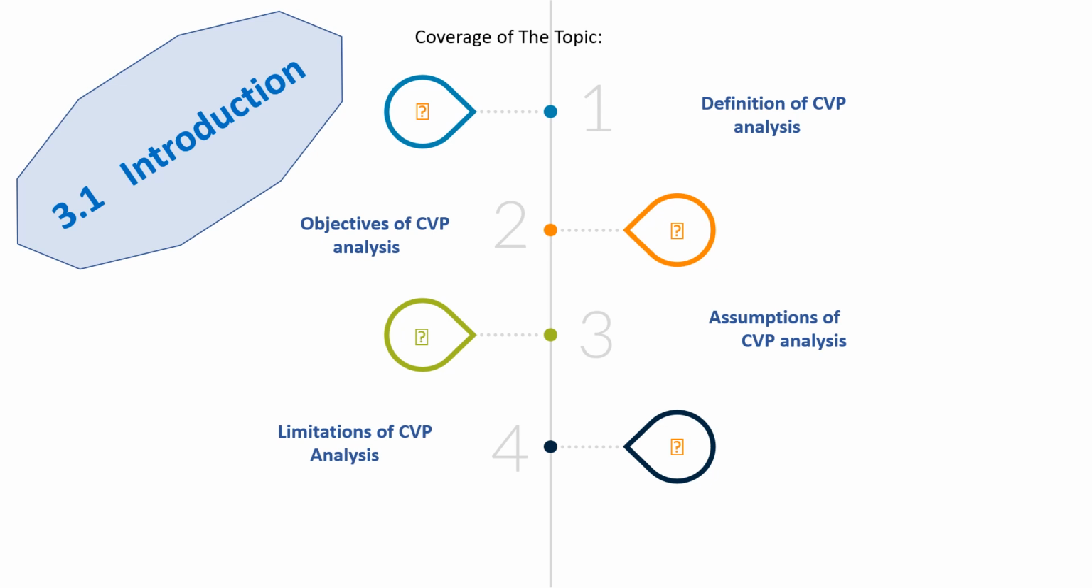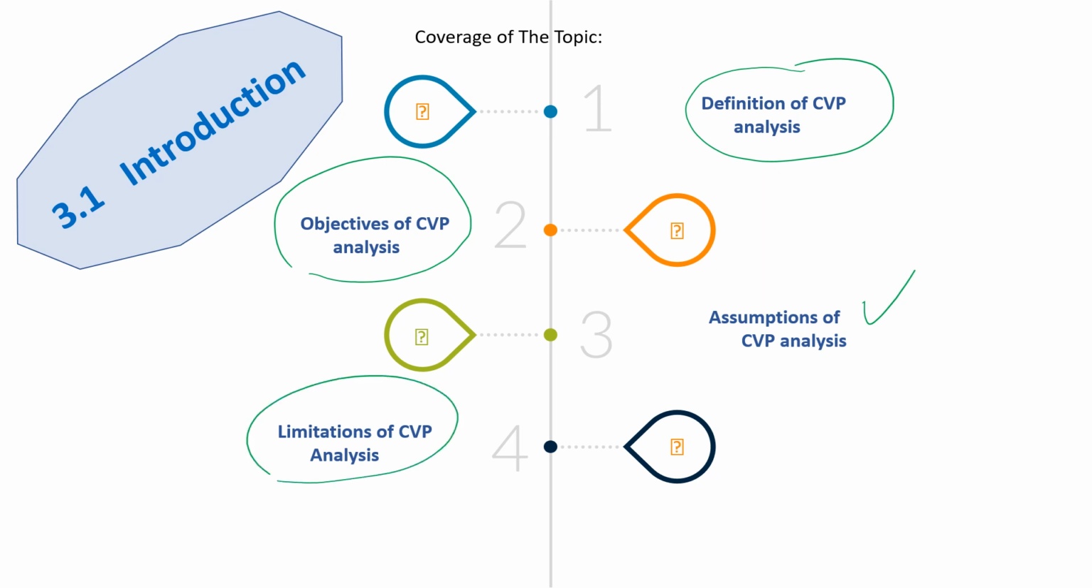Okay, now we will start with 3.1 introduction. This is for module 3. Okay, let's look at coverage of the topic. The first one, we will look at definitions of CVP analysis, followed by objective of CVP analysis. Next, the third one, we look at assumptions under CVP analysis. And last one, we look at limitations underlying CVP analysis.